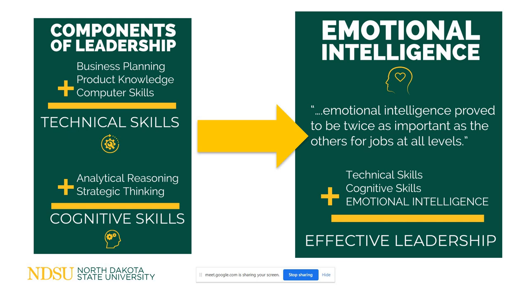Emotional intelligence proved to be twice as important as the others for jobs at all levels. So technical skills are required, cognitive skills are required, plus emotional intelligence is also required. This leads to effective leadership. Now you can understand how important emotional intelligence is. After analytical reasoning, strategic thinking is important, which means you should be good at making plans and thinking.